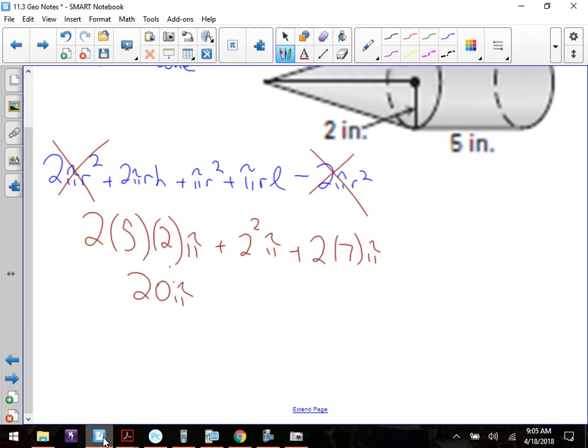20 pi, 4 pi, 40. Once again, 4 plus 14 plus 20, your answer: 38 pi inches squared. It's the idea that you look at the fact that the formulas themselves are super easy to work with. You just gotta do that.